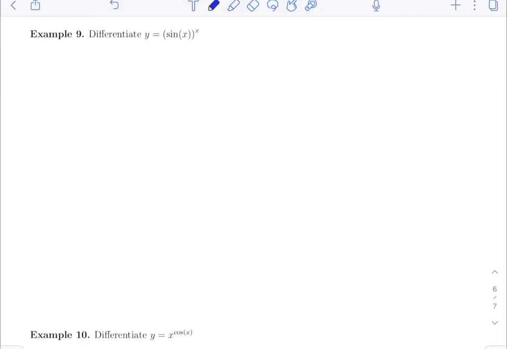Sine of x, the base is not a constant, so that is not an exponential function. And the power is x, the power is not a constant, so it is neither an exponential function nor a power function. So you need to apply logarithmic differentiation to tackle this problem to find the derivative of the function. So first write y equals sine of x to the power x, and then take ln on both sides of the equation.